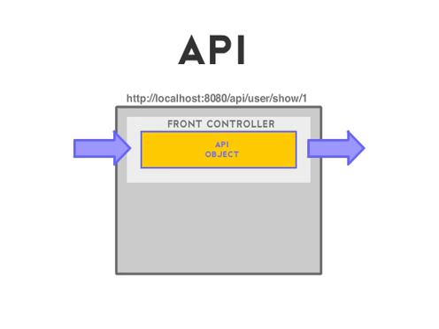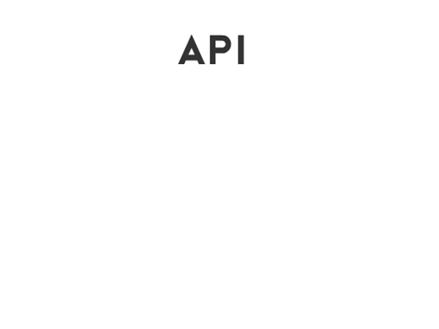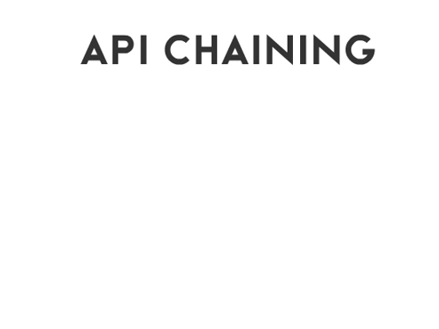Once we associate APIs with objects, we can start linking our objects through their associated URI. And this brings us to API chaining.